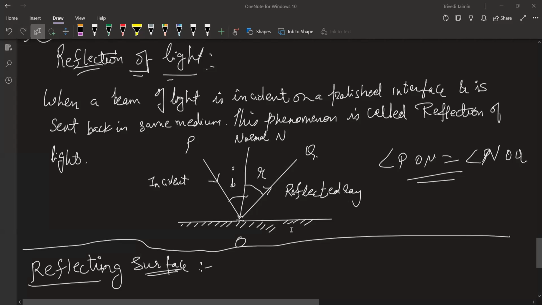Okay, can someone try defining a reflecting surface? Some statement? So it is a surface where one side is polished and the other side is opaque. And on the polished surface, the ray of light bounces, creating the phenomenon of reflection. Exactly. So it is a reflecting surface, a surface which reflects light.